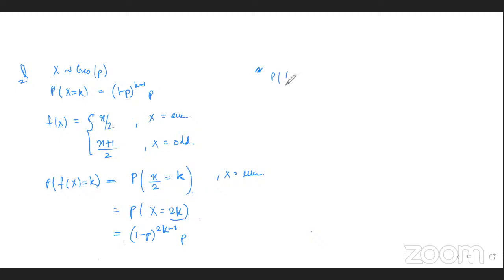Now, if you take x to be odd, the probability f(x) equals k is going to be the probability that (x plus 1) by 2 equals k. So this is x equals 2k minus 1. So this will be (1 minus p) to the power 2k minus 2, into p. Right? This is correct, right?